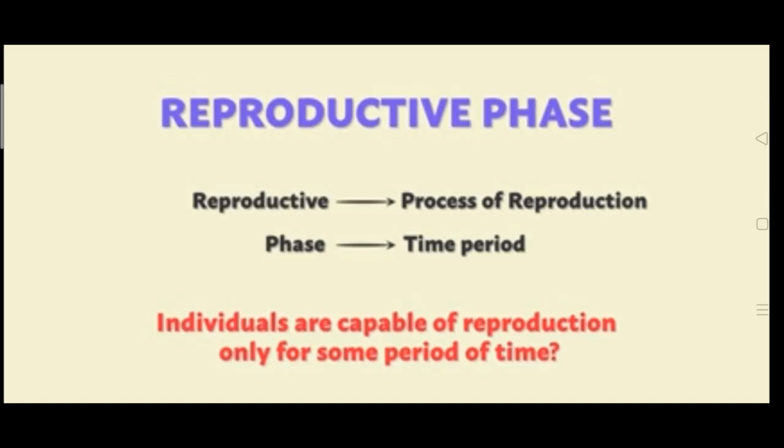Reproductive phase of life in humans. Reproductive means process of reproduction. Phase means time period. Individuals are capable of reproduction only for some period of time. We understood that adolescents became capable of reproduction when their testes and ovaries begin to produce gametes. But the capacity for maturation and production of gametes lasts for a much longer time in males than in females.